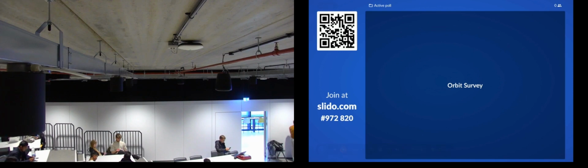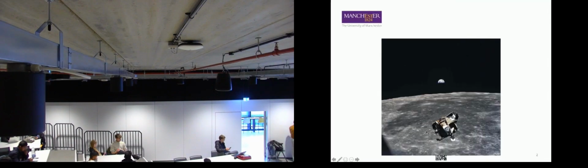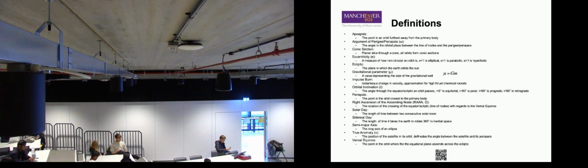As we start the survey, I'll just do a quick talk about definitions. Most of these terms we aren't going to use until later in the semester, so I don't expect you to remember them per se, but you can quickly look them up. The important ones here are apoapsis, conic section, eccentricity, gravitational parameter, inclination, periapsis. All of these other ones are for when we're dealing with more sophisticated orbital mechanics, which we'll deal with towards the end of the semester, and you'll definitely do in space systems next year.